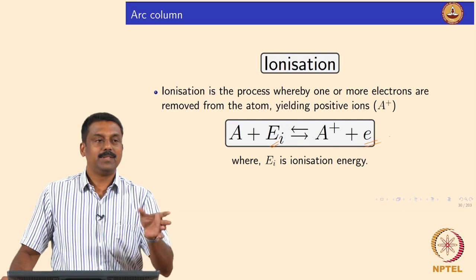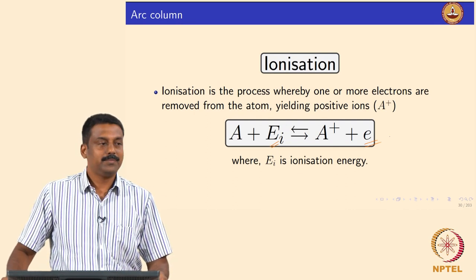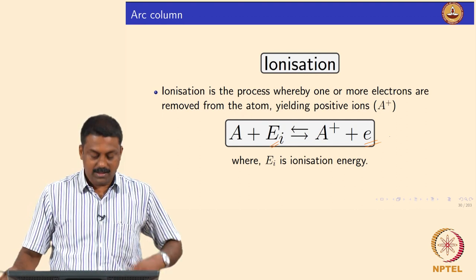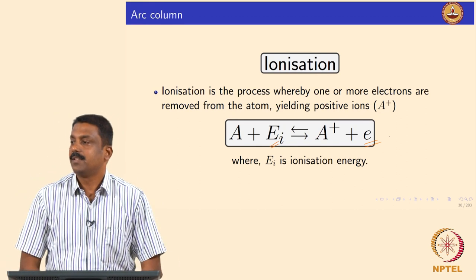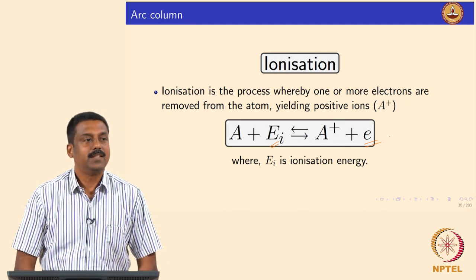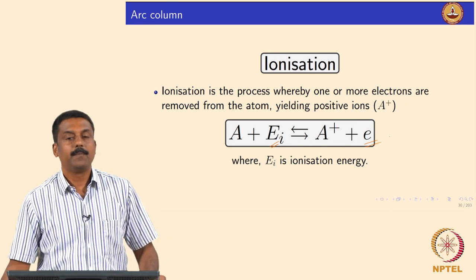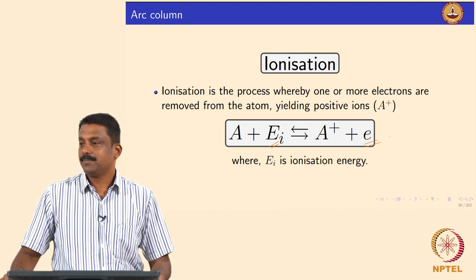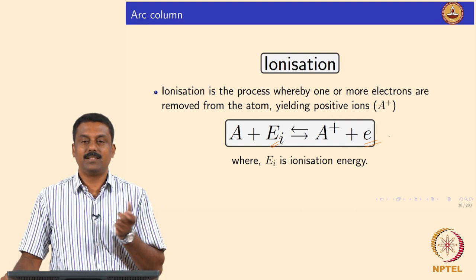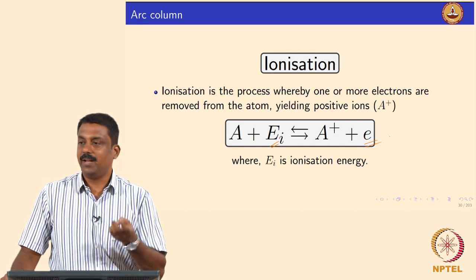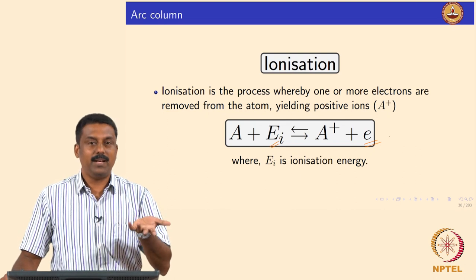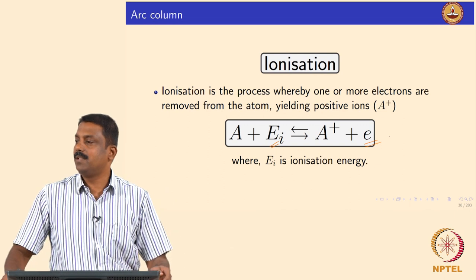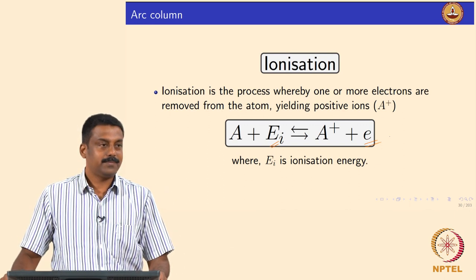So you pump up electrons by thermionic emission. Those electrons, once they attain energy equal to the ionization energy, can trigger ionization in subsequent reactions. Once the electrons emitted by thermionic emission attain the energy equal to ionization energy, they subsequently knock out further electrons from the shell of the gas atom.